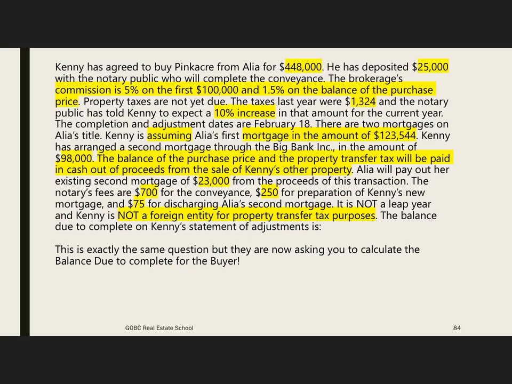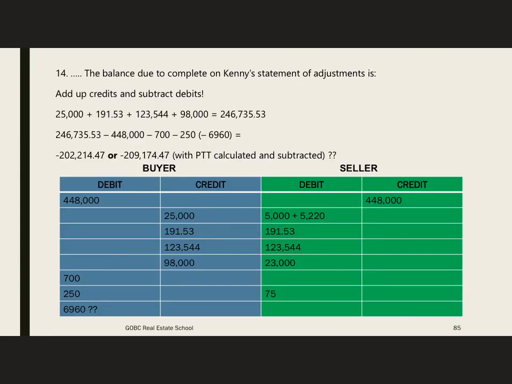Okay, so this last question, question 15, it's not numbered, but it is question 15, is very similar to the last question. In fact, it's exactly identical. It just has different names in it, but all of the amounts are exactly the same. The only difference is that you are now going to calculate the balance due instead of the cash proceeds like we did in the previous question.